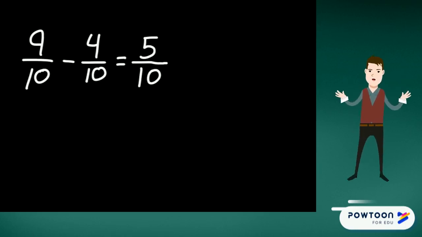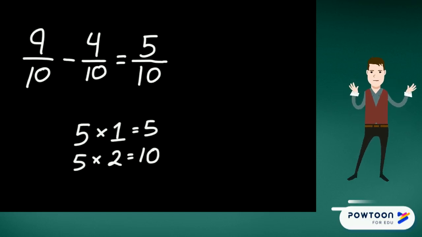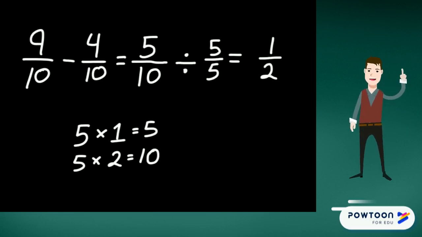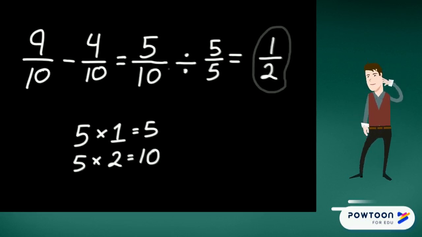Finally, we simplify our fractions if we need to. The common factor for 5 and 10 is 5. 5 divided by 5 is 1, and 10 divided by 5 is 2. So our simplified fraction is 1/2.